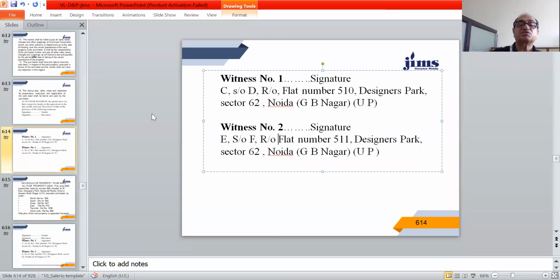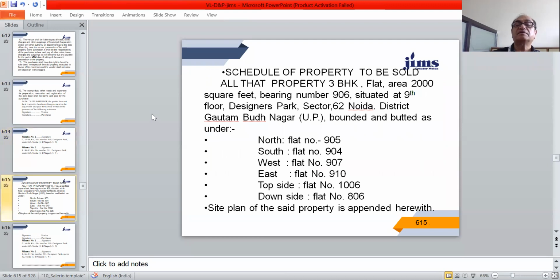And then, dear students, a very important part of the agreement to sell is the schedule of property to be sold. Great care has to be taken while drafting this portion of the sale deed, because more than half of the litigation in civil courts is pending mainly because of misdescription of the property which was sold or which was to be sold. So very carefully you will have to draft this portion of this agreement.